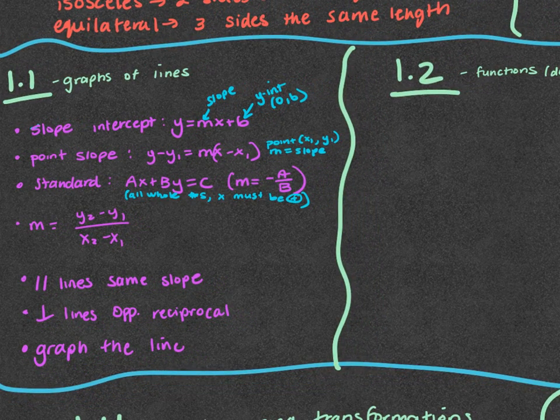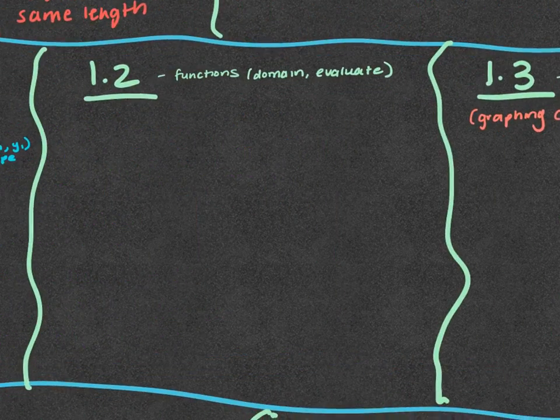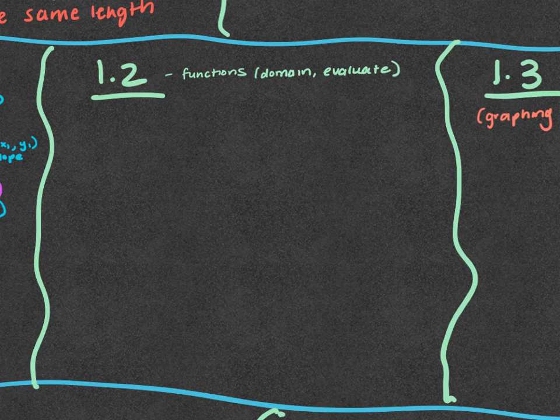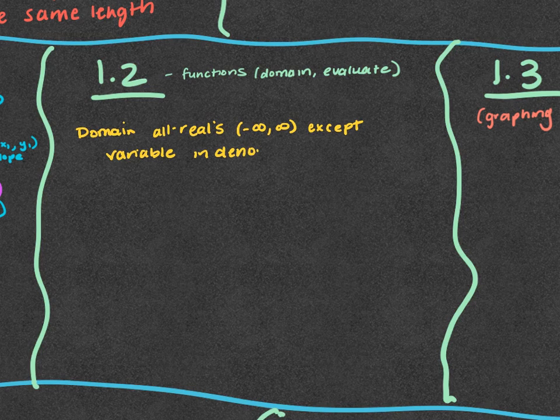Okay, then 1.2 came the functions, and we started with the functions from the equations. So we started with the functions using domain. Domain from a function, which is x in the denominator: all reals, or negative infinity to positive infinity, except the variable in the denominator. And for this, we set the denominator not equal to 0.